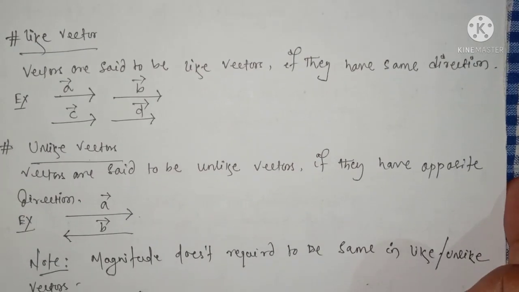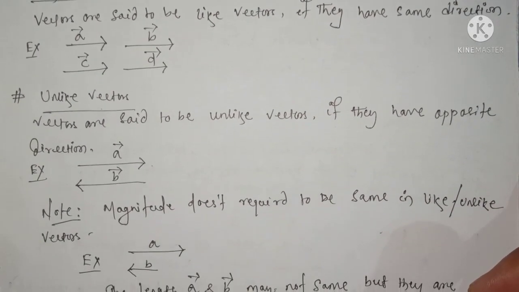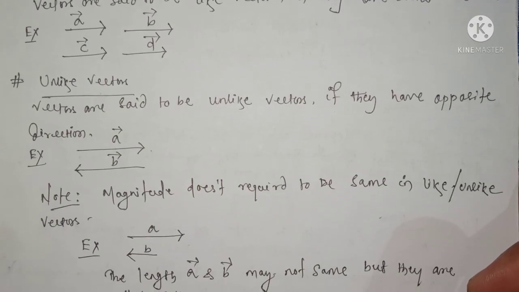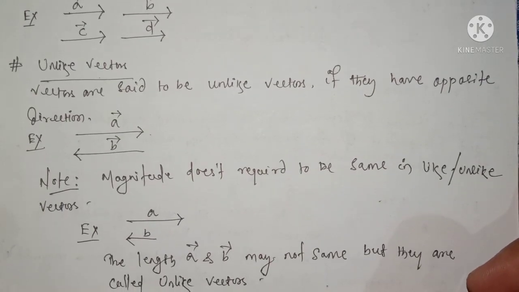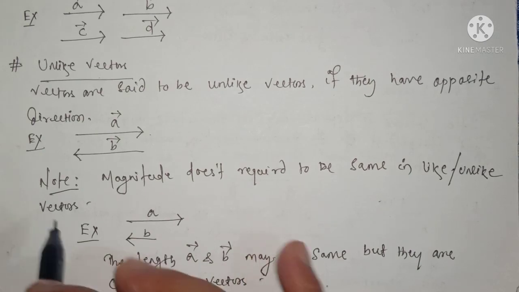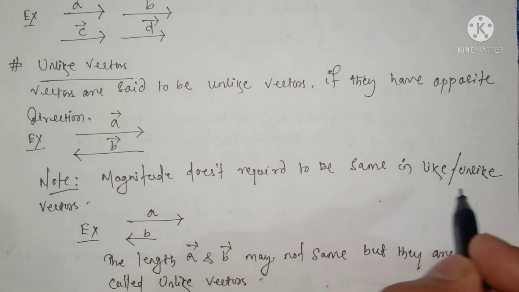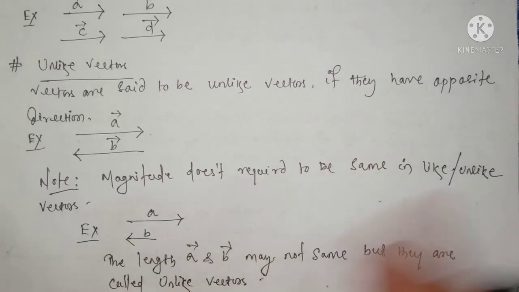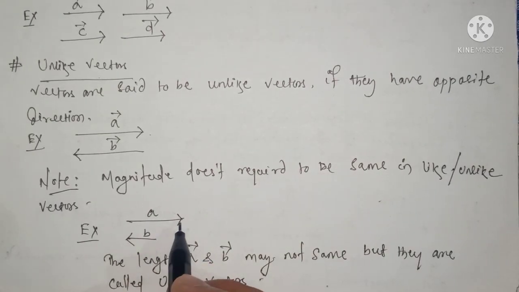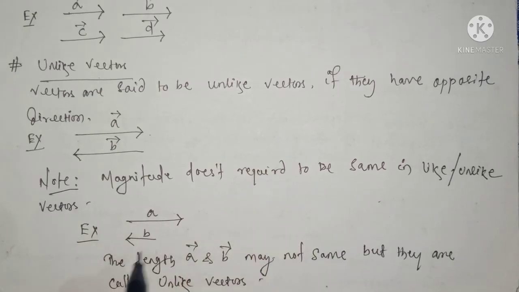Here is an important note: magnitude does not need to be the same in like and unlike vectors. Here are two vectors. Vector A has a bigger length than vector B, but they have opposite direction. So the lengths of vector A and vector B may not be the same, but they are called unlike vectors, right?